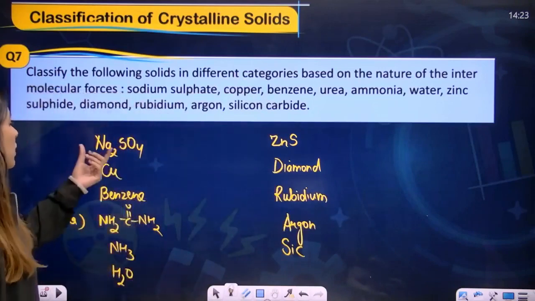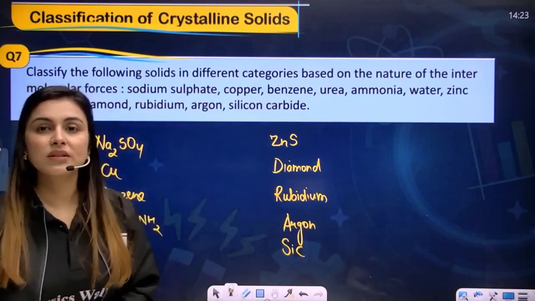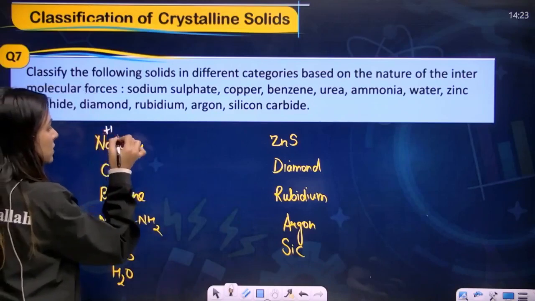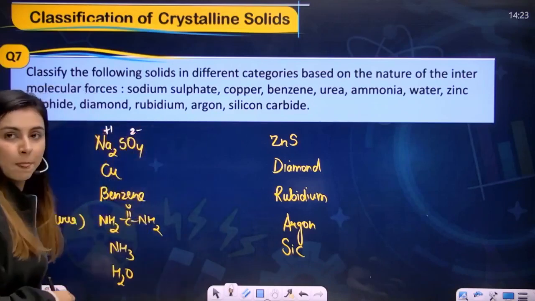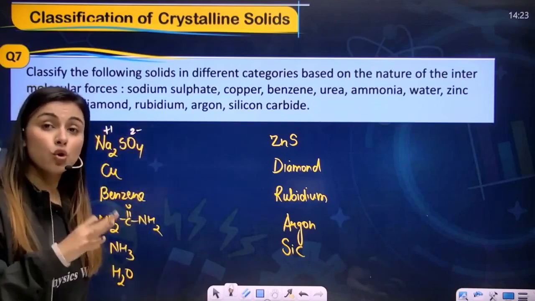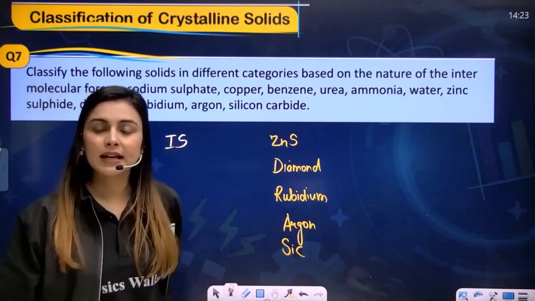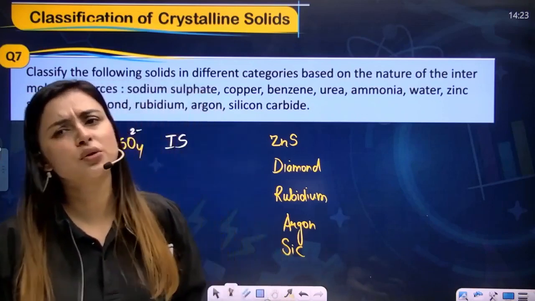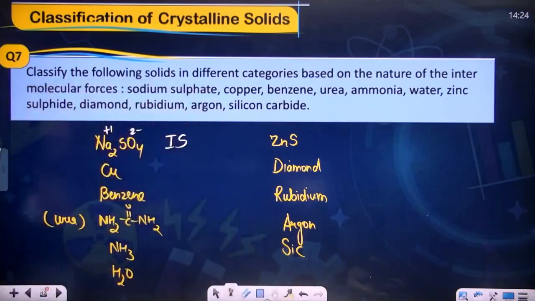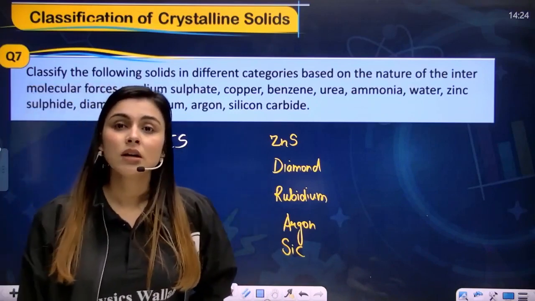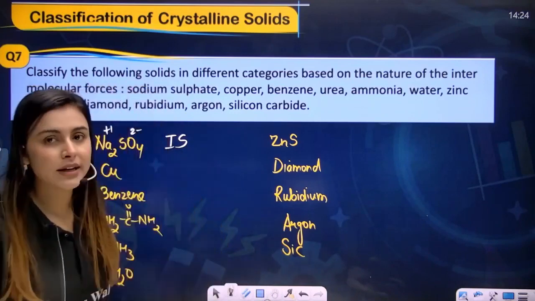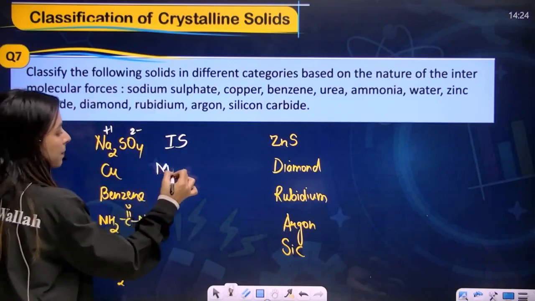If you have Na2SO4, my dear students, can I say that you have Na plus and SO4 2 minus? Yes, since it is two oppositely charged ions, can I say that it is an ionic solid? Is there any problem with that? No, it's absolutely right. Perfect. This is how you'll classify it. Now let's talk about copper, my dear students. What is copper? Copper is a metal, a metallic solid. It will be a metallic solid.